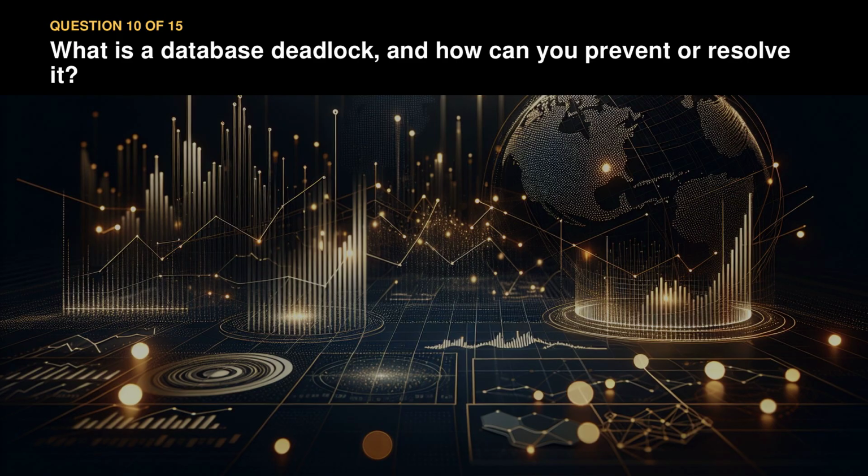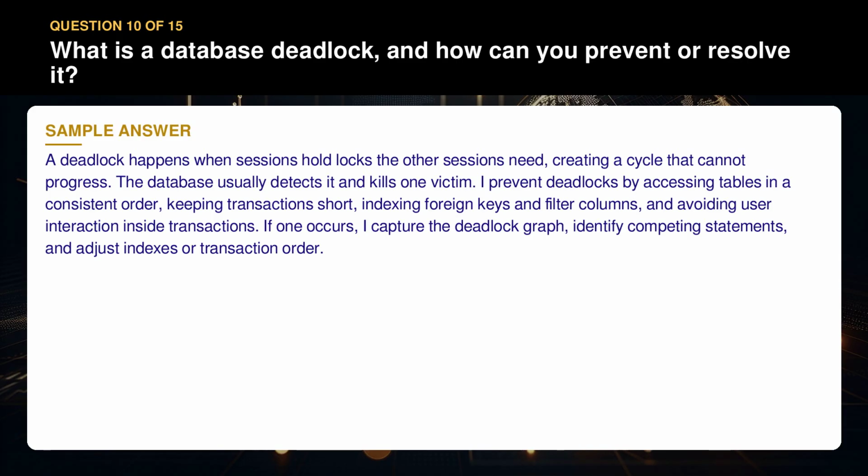Question 10. What is a database deadlock, and how can you prevent or resolve it? A deadlock happens when sessions hold locks the other sessions need, creating a cycle that cannot progress. The database usually detects it and kills one victim.